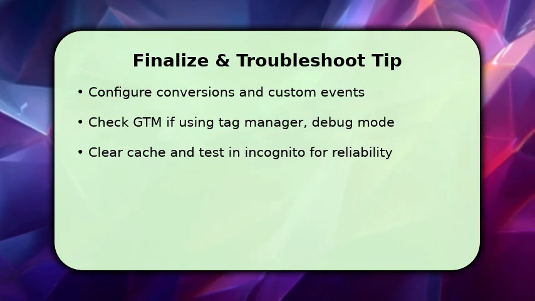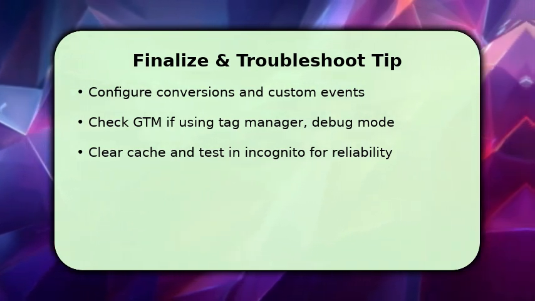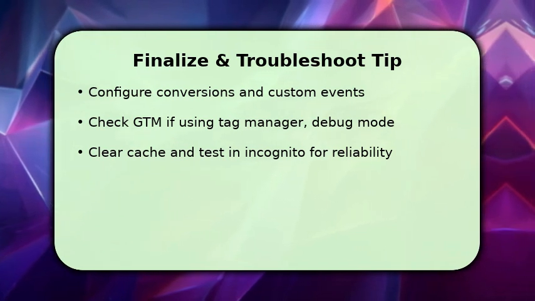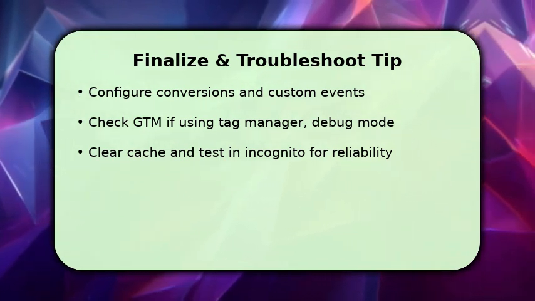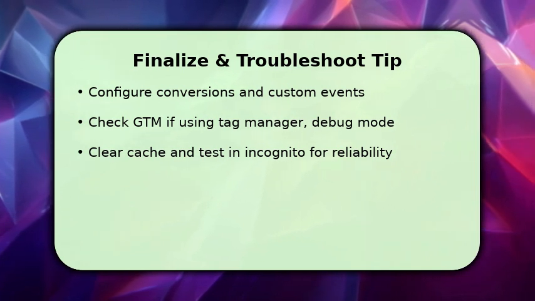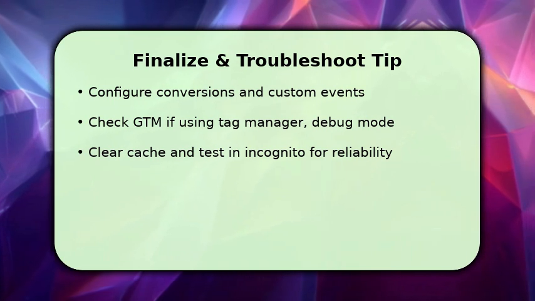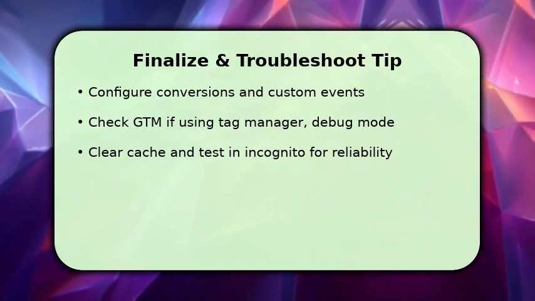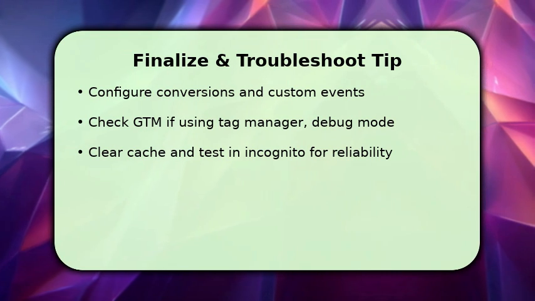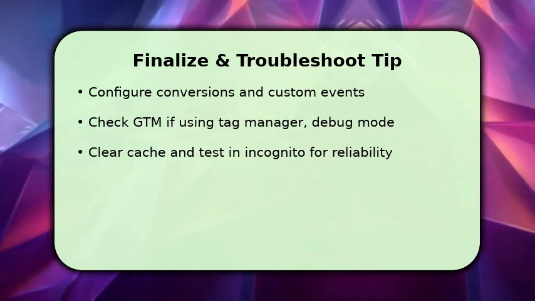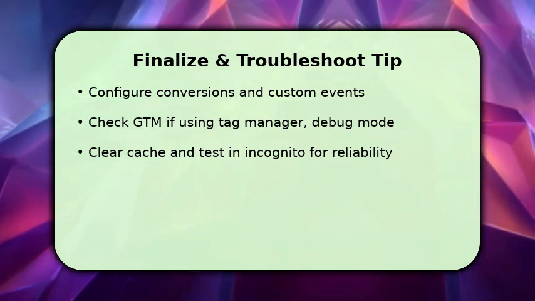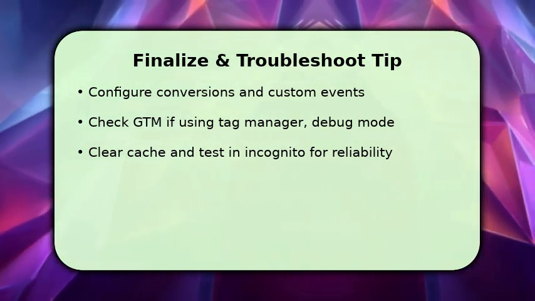Once conversions are configured, allow 24 hours for aggregated data to populate standard reports. If data is missing, check for conflicts. Caching plugins, ad blockers, or duplicate tags cause issues. One key troubleshooting tip: use an incognito window with cache cleared and the Google Tag Assistant, or GTM debug, to confirm a single active GA4 tag.